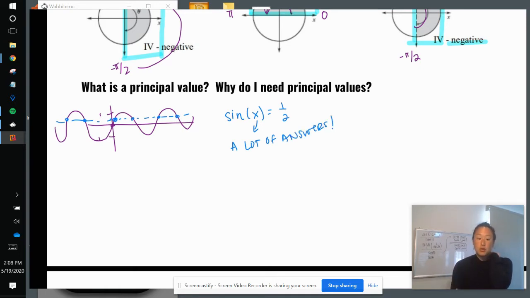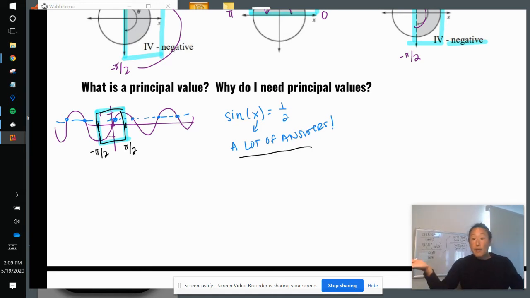But we're going to restrict our graph so that it only passes between negative pi over 2 on the x to pi over 2. That way the inverse of this function is a function. Okay, so we get one consistent output every time, and that one consistent output is going to come from this little region right here, from negative pi over 2 to pi over 2. Then all the rest of these answers we have to figure out ourselves. Okay, cool. So, principal quadrants, or principal values. I always call them principal quadrants.